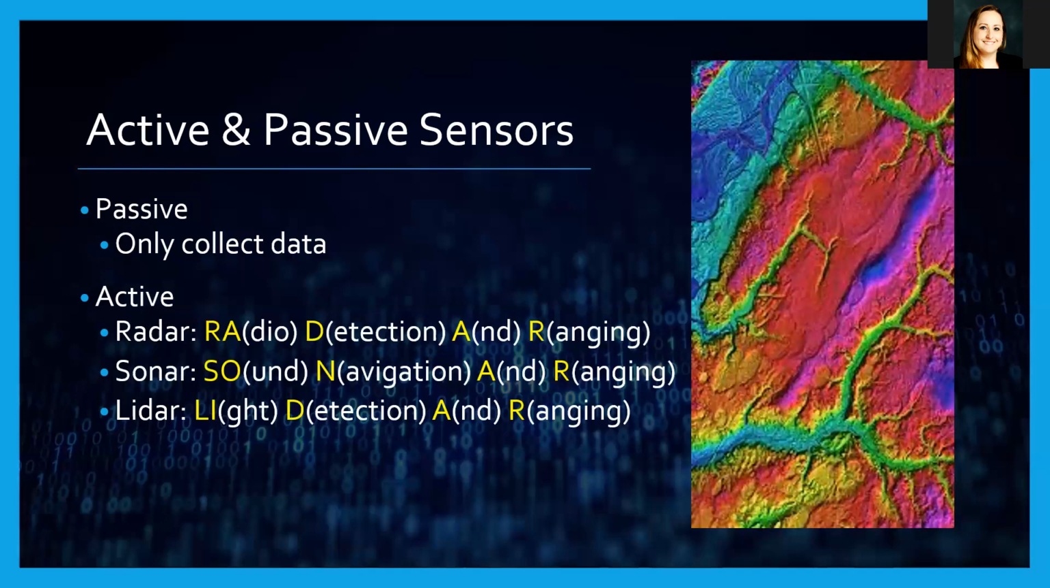Radar is often used to model different weather patterns. Sonar is often used in bathymetry, which models the floor of the ocean. And LiDAR most commonly is used to measure the surface of the Earth, including tree cover and things of that nature.